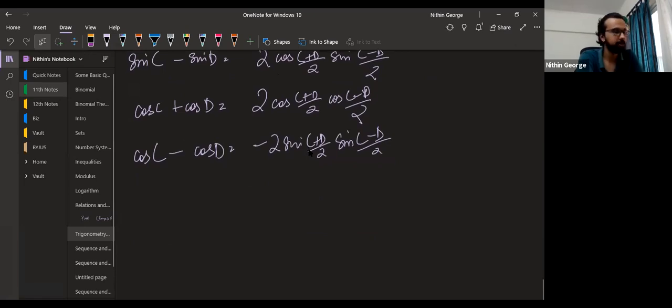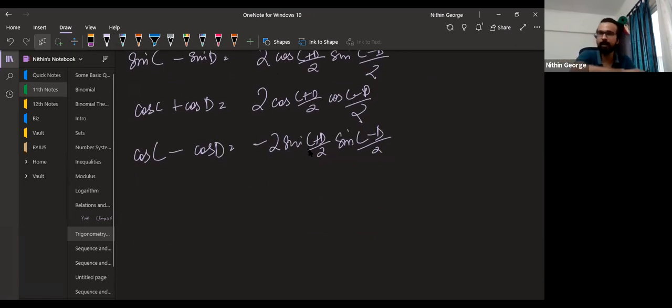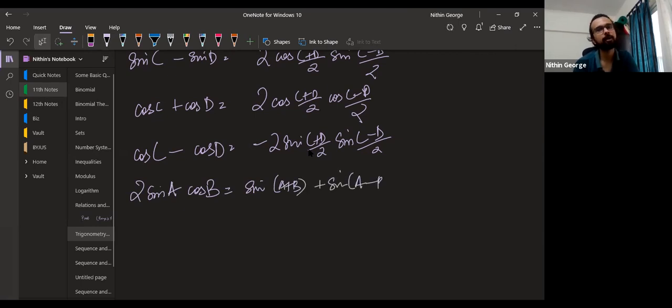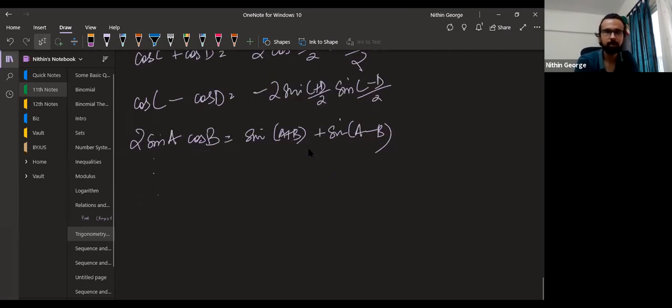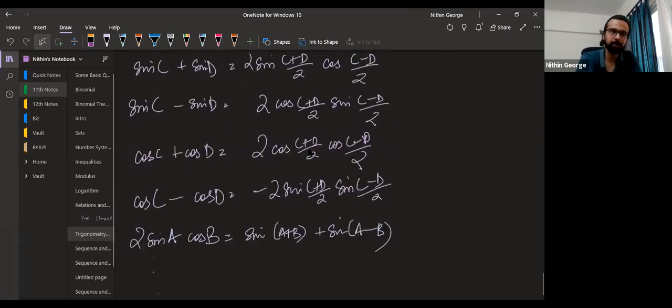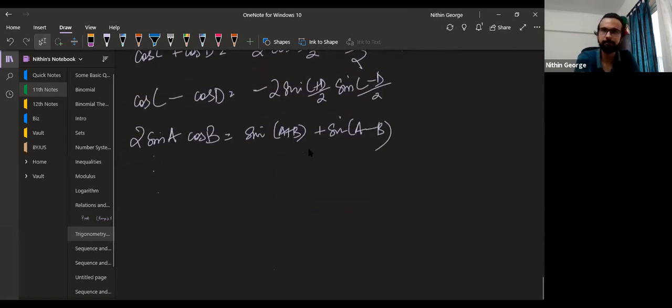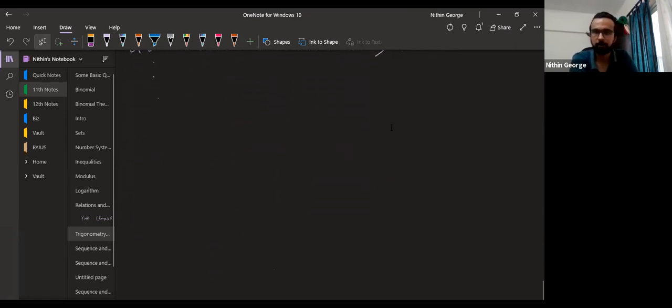This is important. You'll be using it in many places, both ways. If you get 2 sin A cos B, what do you write that as? Sin (A plus B) plus sin (A minus B). Like that, there are three more formulas as well. Ensure you recollect them. It's from the previous, these four formulas only.